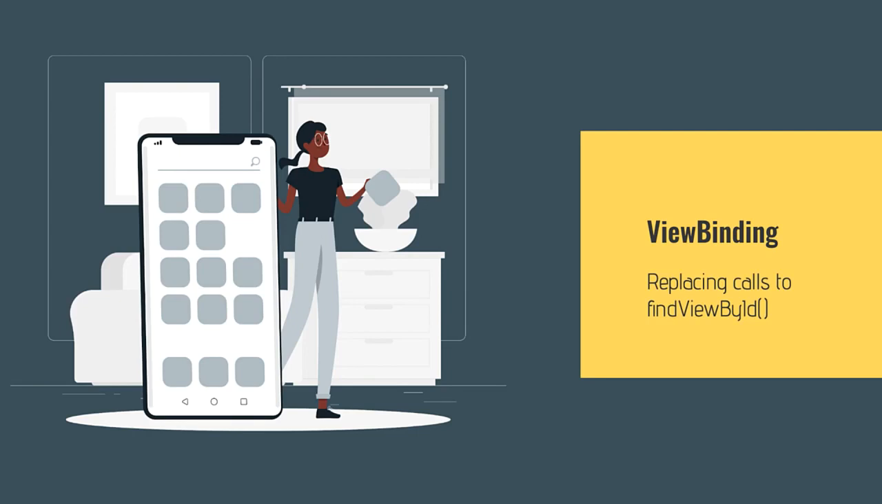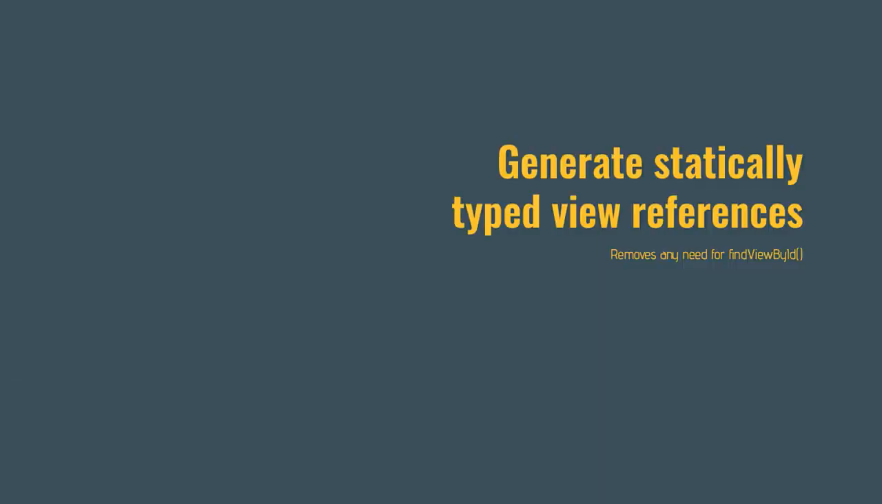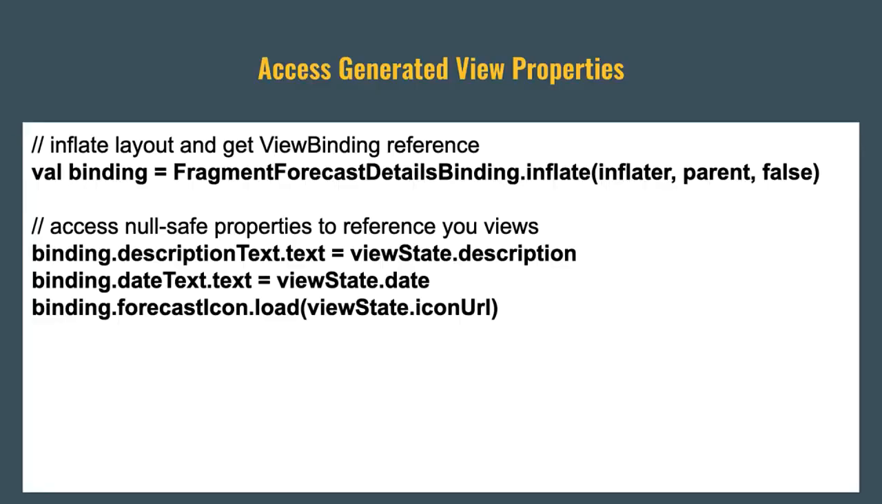So let's jump into ViewBinding. What exactly is ViewBinding? ViewBinding is a new feature within Android, really becoming popular in the past year. Effectively, what ViewBinding does is it's a compiler option that will generate statically typed view references for us. And this essentially removes any need to call findViewById.